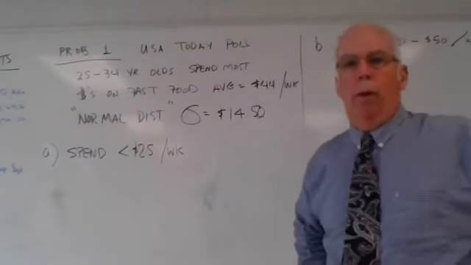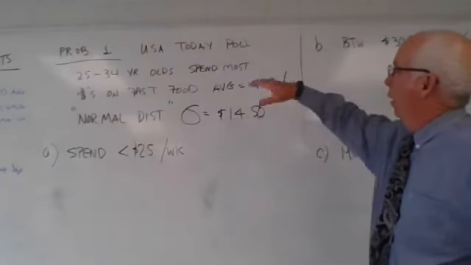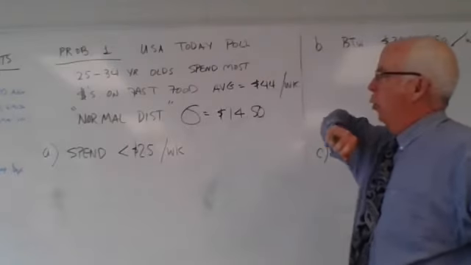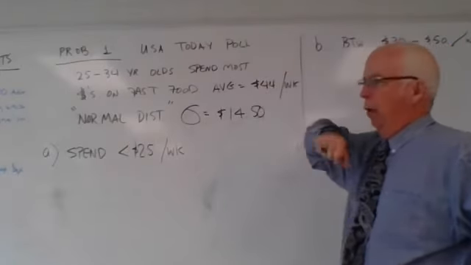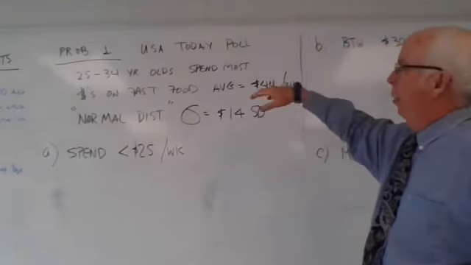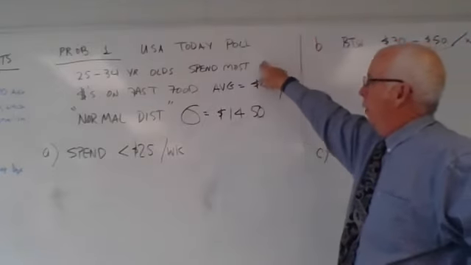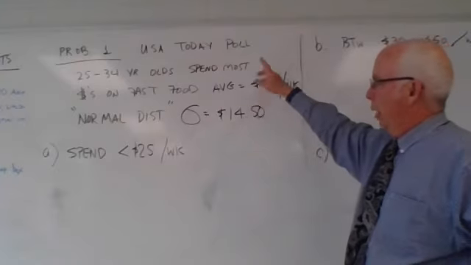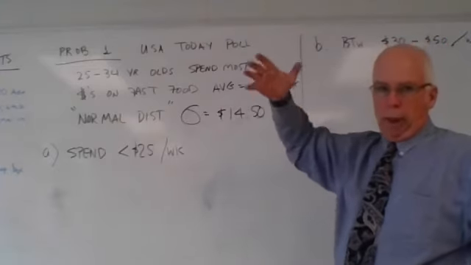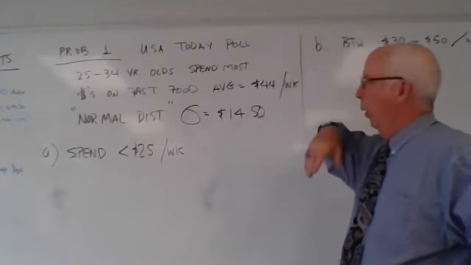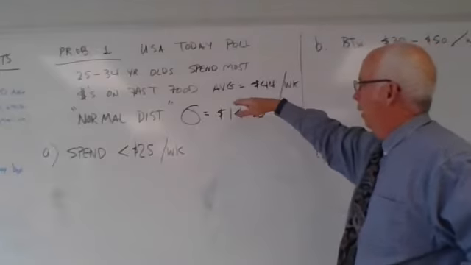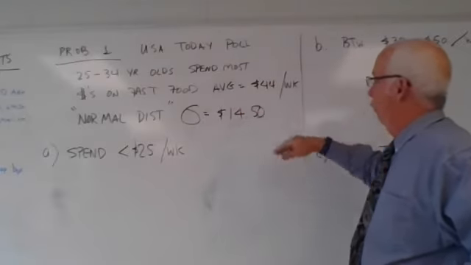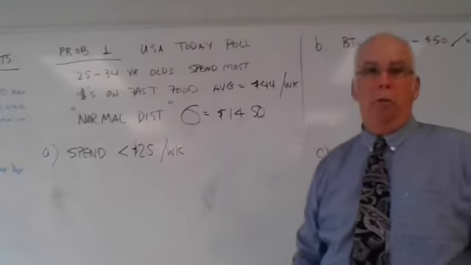So let's talk about what the scenario is. There's a USA Today poll, I believe it was in 2012. I kind of abbreviated this since I didn't know if I could print this out or post it on Blackboard. It says that 25 to 34-year-olds spend the most dollars on fast food than any other age group, at least the way they partitioned it anyway. And it says they spend on average $44 a week, which to me seems pretty darn high.